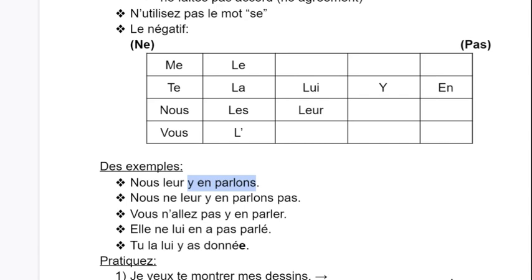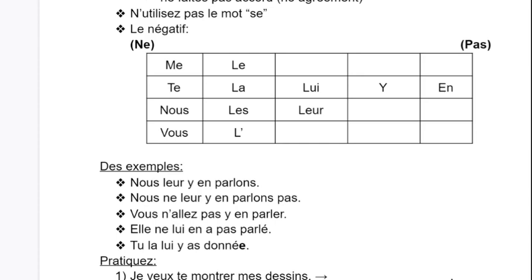So this is the same thing but in negative form. So the ne pas would always go around the object pronouns and the verbs they're attached to. In this case, the only verb is still parler or parlons. And so the ne pas is going to go around that. And then you still have the leur, en in order. Vous n'allez pas y en parler. This is also in negative form.